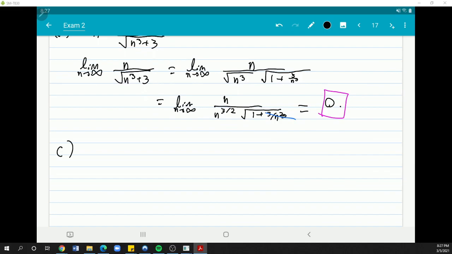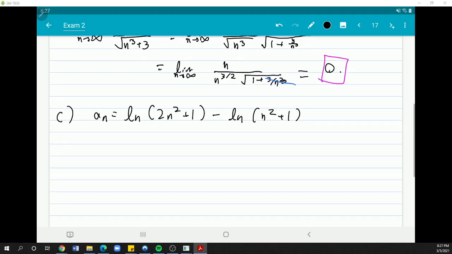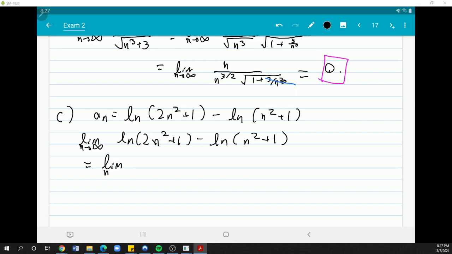Next is part C. a_n is the natural log of 2n squared plus 1 minus the natural log of n squared plus 1. So once again, the limit as n goes to infinity of these guys. So I have logs of some things. So this is the limit as n goes to infinity.